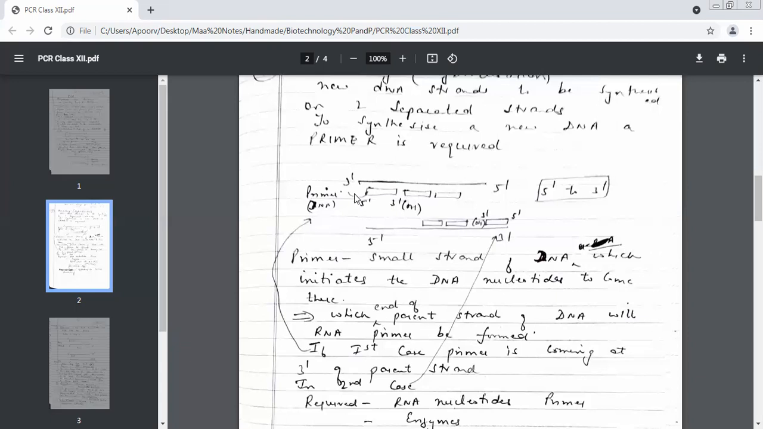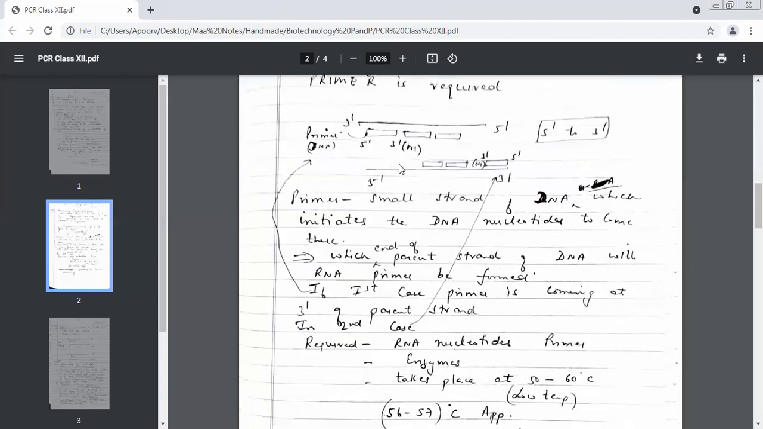Yes. Now in the second case, I'm talking about this one. We need to have primers over here again. We need some enzymes also for this process. And this process takes place at a lower temperature, somewhere between 50 to 60 degrees Celsius. Appropriate is 56 to 57.